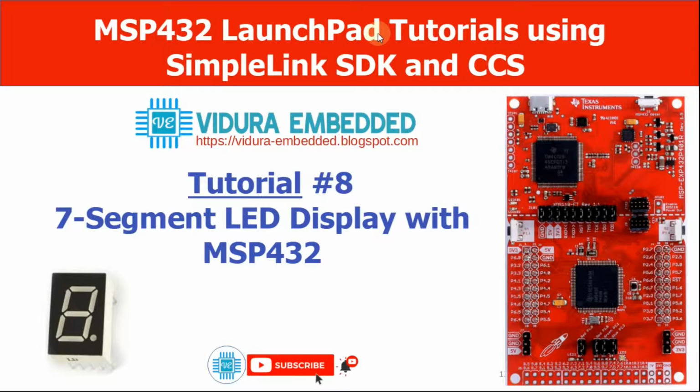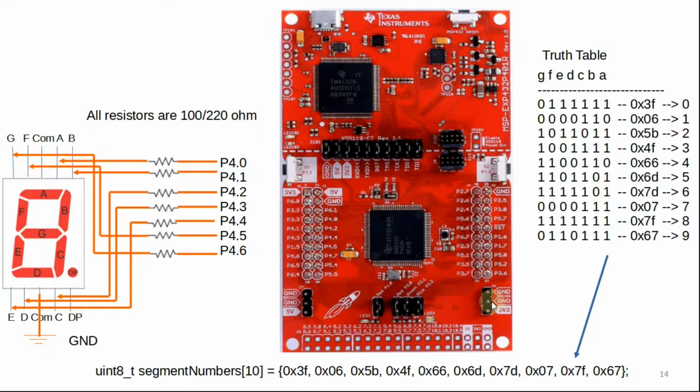So in this tutorial I am going to show you how to use the 7 segment LED display with MSP432. I am going to use a single 7 segment display, and we'll connect it with the MSP432, and then we'll increment a counter on the 7 segment display. So let's get started. This is how the connections are made with the MSP432.